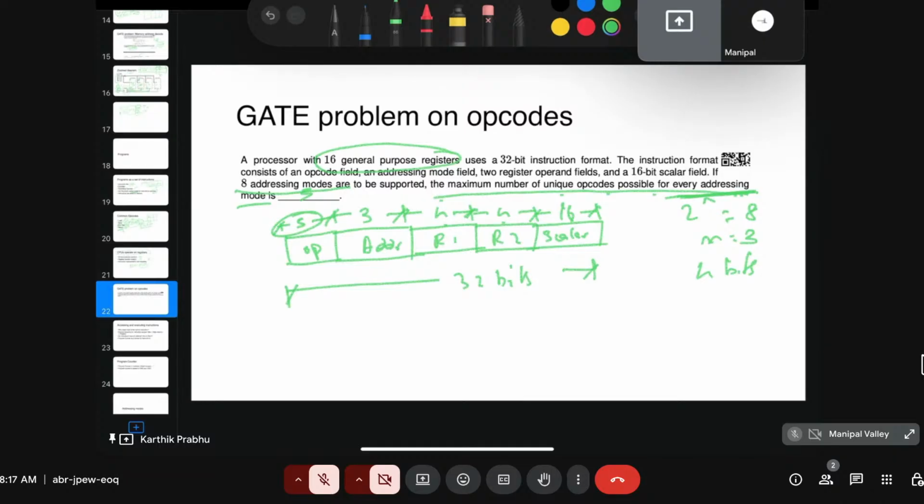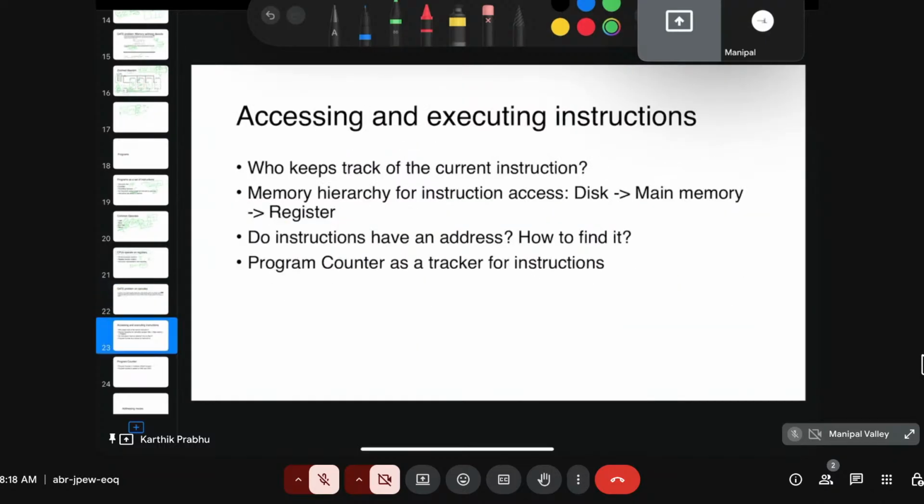They've also said maximum number of opcodes. So we have 5 bits, so that should be 2 power 5 equal to 32, right? So it must be 32. Yep, the answer is 32. So there are 5 bits for opcodes, which means unique opcodes can be 32. Of course, if we wanted it for each addressing mode, then it would be 4, because 32 divided by 8 is 4.